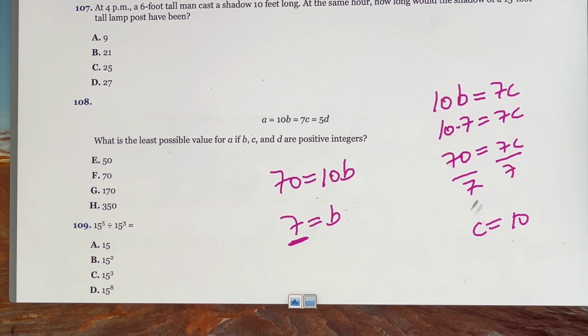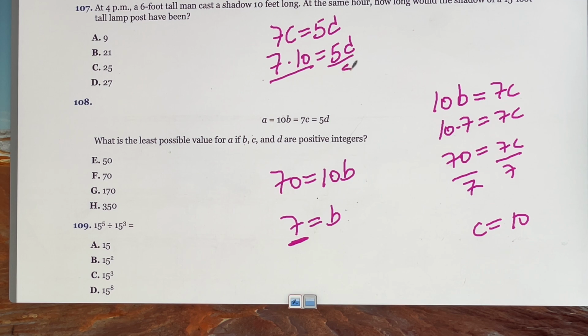So let's use that for the last equation. We get 7c equals 5d. 7 times, and c we found out is 10, equals 5d. Obviously this is going to work. We write 70. Divide both sides by 5. And d equals 14. So our answer here looks like it's F.